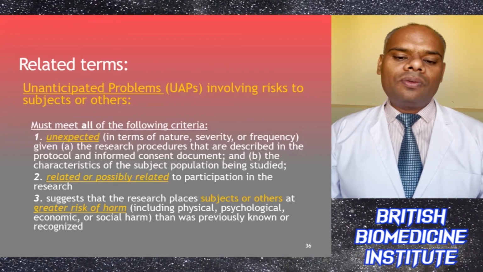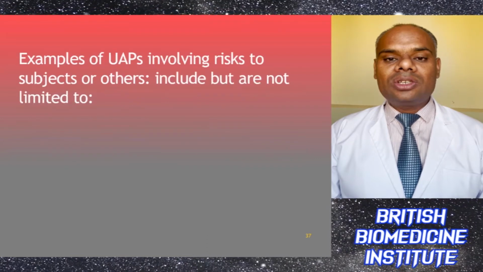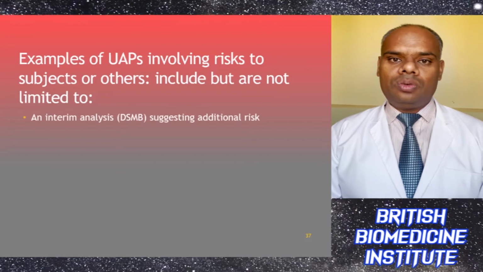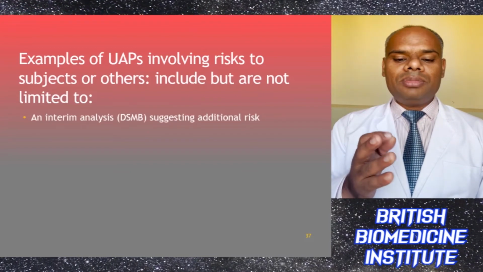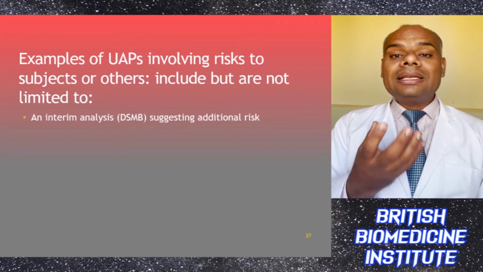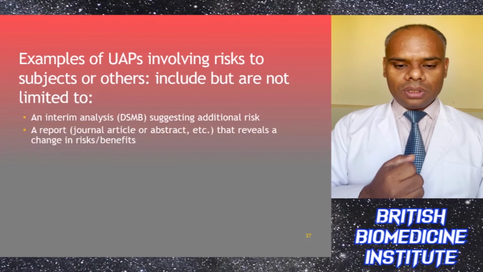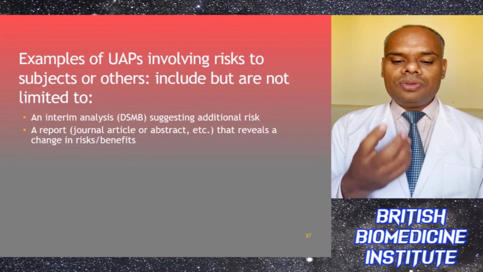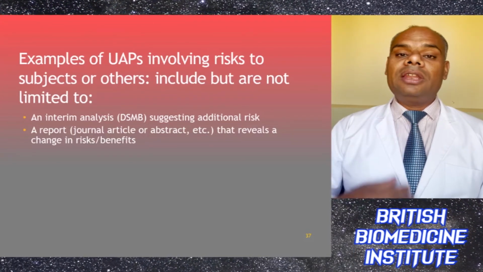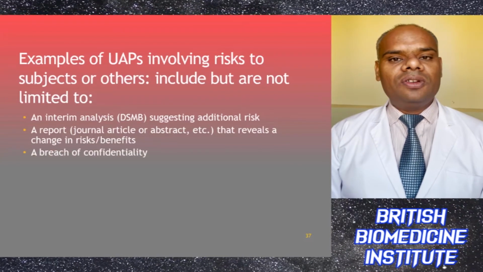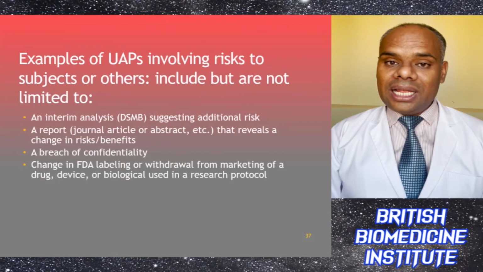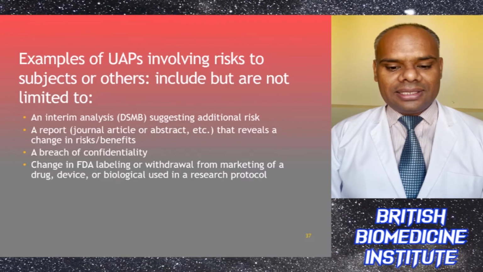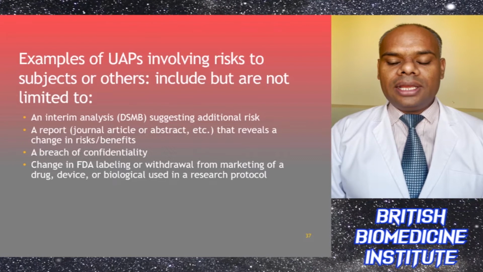Examples of UAPs involving risk to the subject or others include, but are not limited to: a DSMB report or interim analysis suggesting additional risk; a report such as journal articles, abstracts, etc. that reveals a change in the risk-benefit ratio; a breach of confidentiality; or a change in FDA labeling or withdrawal from the market of a drug, device, or biological used in a research protocol.